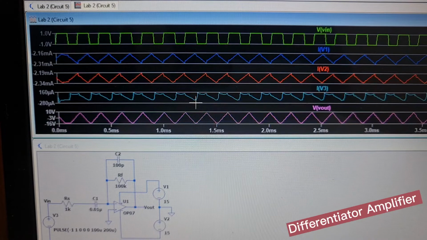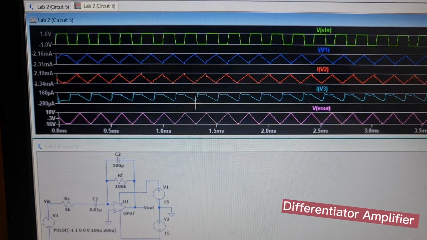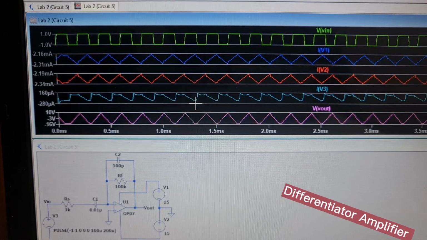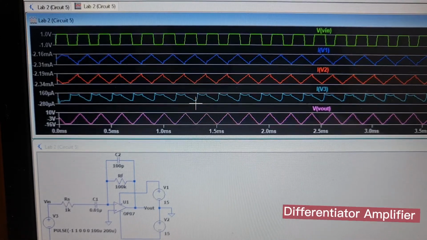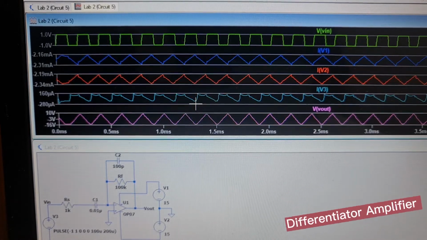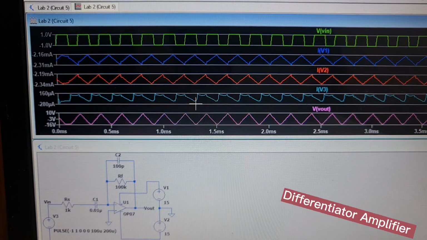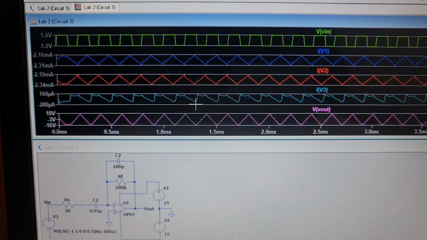And as for differentiator amplifier circuit, the differentiator circuit outputs the derivative of the input signal over a frequency range based on the circuit time constant and the bandwidth of the amplifier. The input signal is applied to the inverting input, so the output is inverted relative to the polarity of the input signal. I guess that sums up this video.